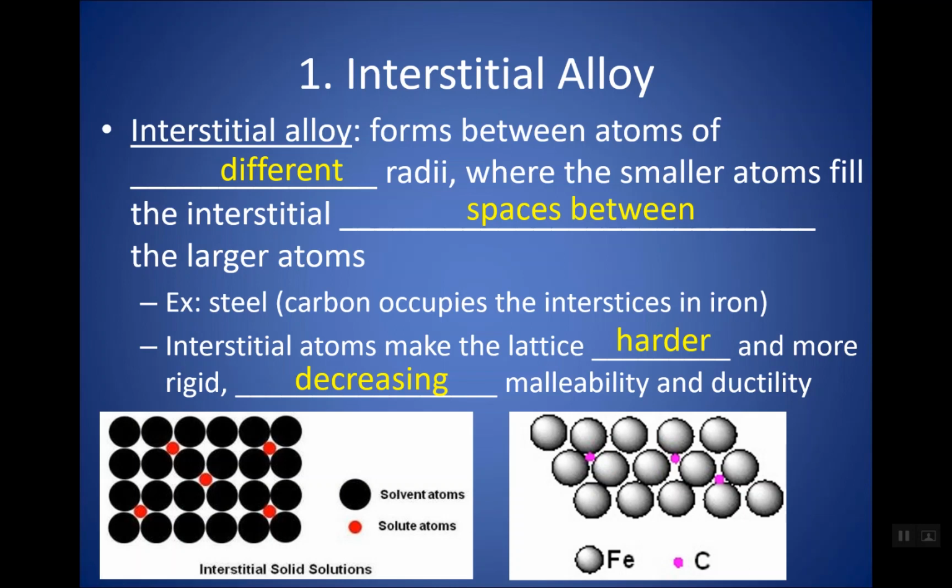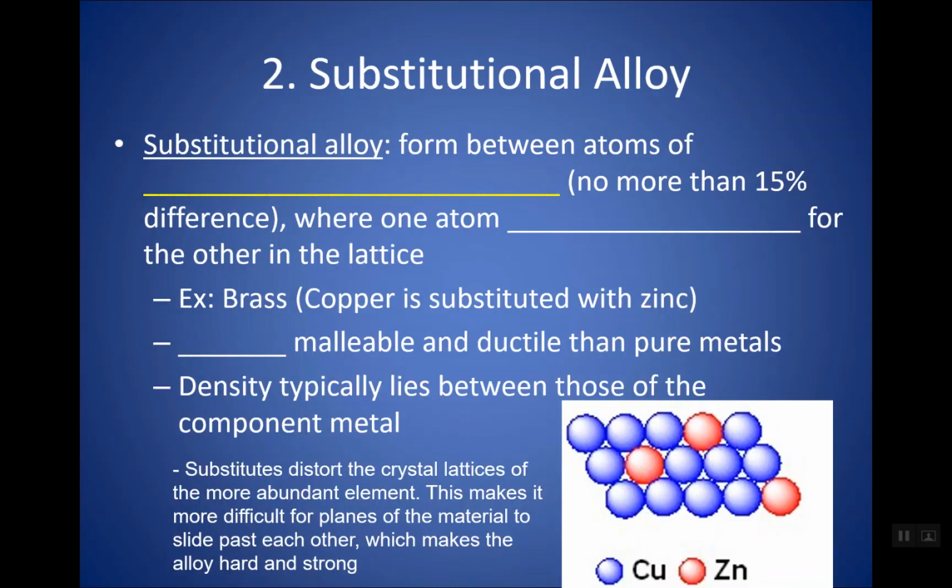If you have comparable size radii, then you could literally just take out one metal and pop in another. You're literally substituting one for another, so we call that a substitutional alloy. This is when you have atoms of comparable size, comparable radii, usually no more than a 15% difference, and one atom just substitutes for the other. This happens in brass, when you mix copper with zinc. Again, it also makes it less malleable, less ductile than pure metals. And when you do this, your density will lie somewhere between the two metals that you're mixing.